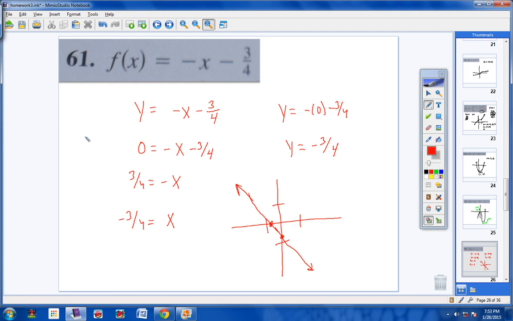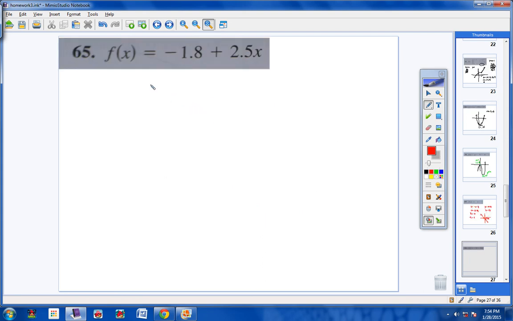And then the directions also say to label the y-intercept. Well, here's the y-intercept right here. So we're going to call that 0, -3/4. Okay, that would be the y-intercept. Let's check that very quickly in the book here, and it looks like we have that right. Moving on to number 65. Okay, same thing again very quickly.